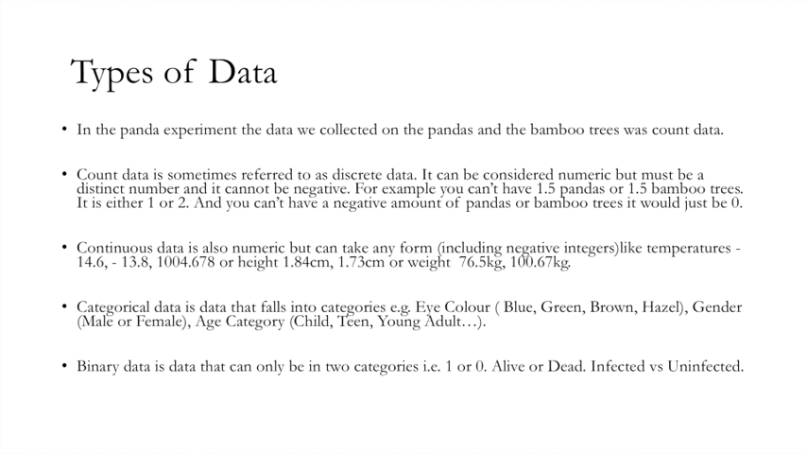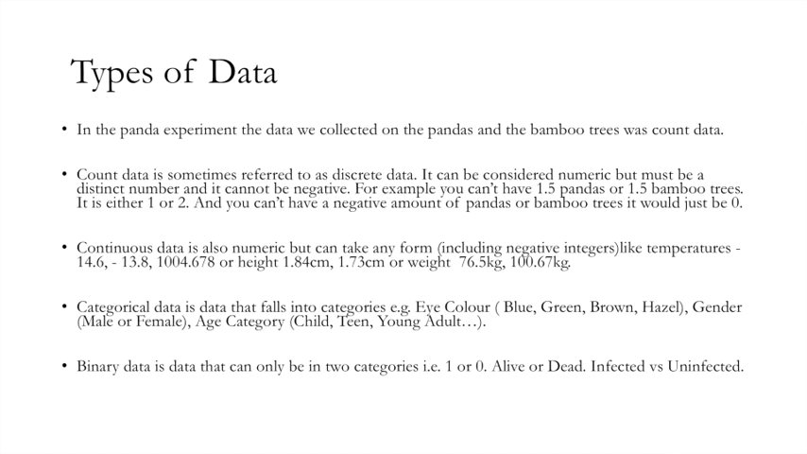And categorical data is when data falls into a category. Like eye colour, for example, you'd either have blue, green, brown or hazel eyes. Gender, you're either male or female. Age, you're either a child, a teen, a young adult. So we have distinct categories. So we call that categorical data.